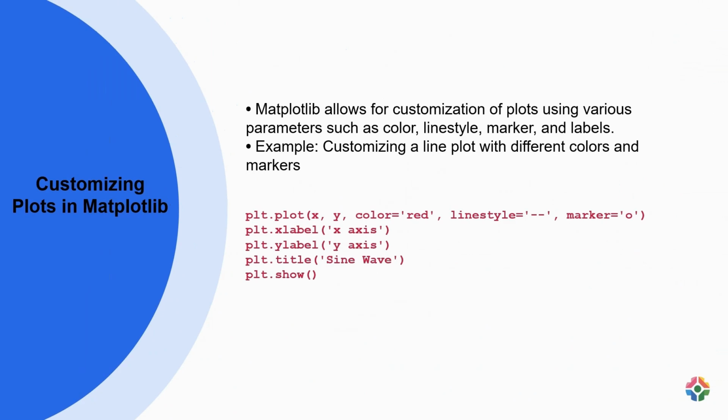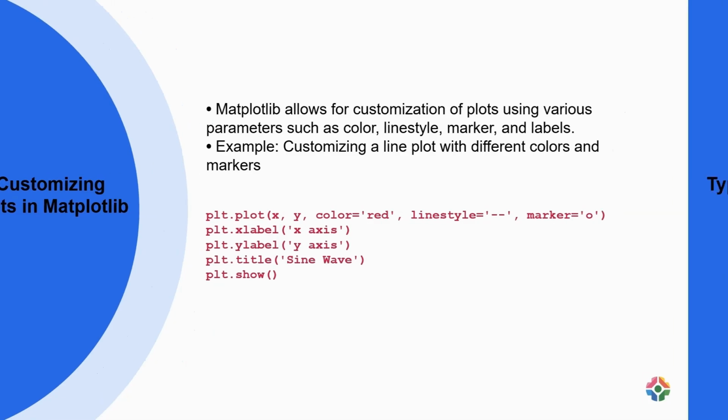Matplotlib offers customization options for plots. Parameters like color, line style, marker, and labels can be employed for this purpose. For instance, in a line plot, one can use different colors and markers to enhance visualization. By specifying values like color equals red, line style equals dashed, and marker equals o in the plot function, the plot's appearance can be customized. Additional elements like axis labels and a title can be added for clearer representation. This flexibility allows for fine-tuning plots to better convey data insights effectively.